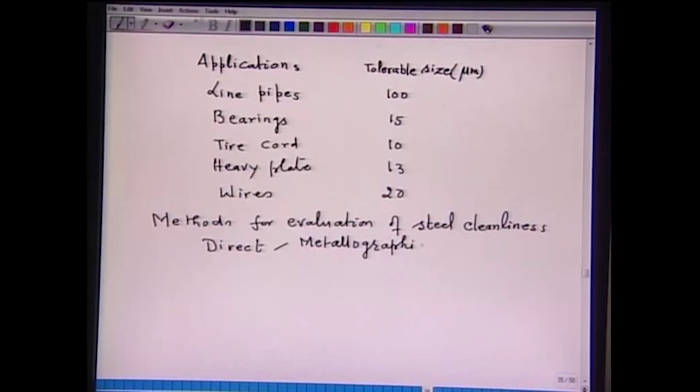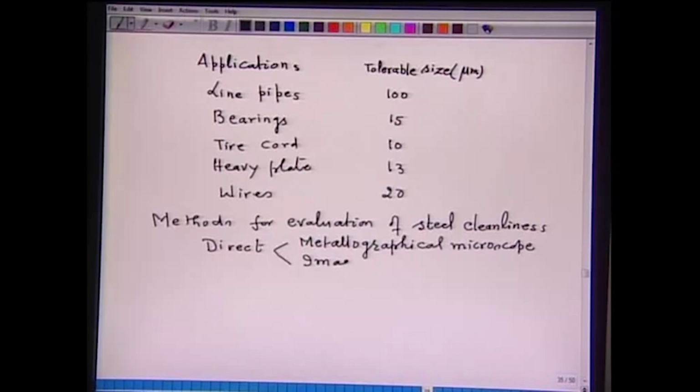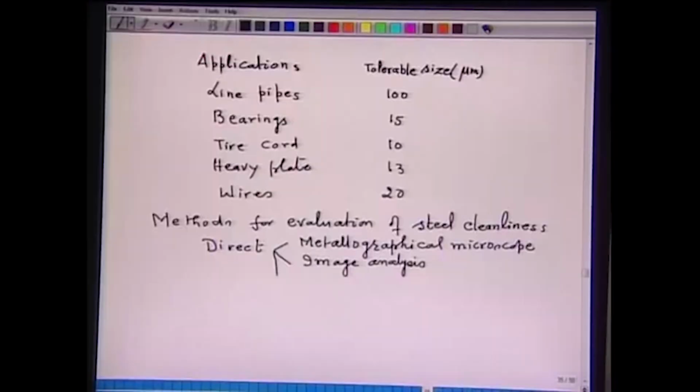Metallurgical microscope. That means take a specimen, polish it, and it is seen under the microscope, and the microscopic analysis can tell the number, size and size distribution of inclusions. Another important method is image analysis. Now, there are packages and software available which can analyze the image for the inclusions. Third method is sulfur print. Sulfur printing is taken and one can also see what is the inclusion over there.